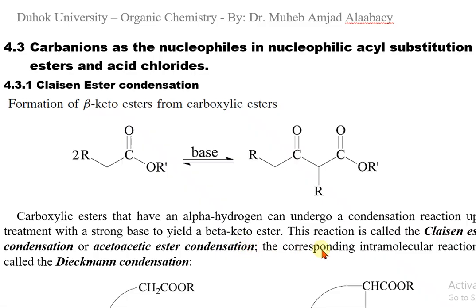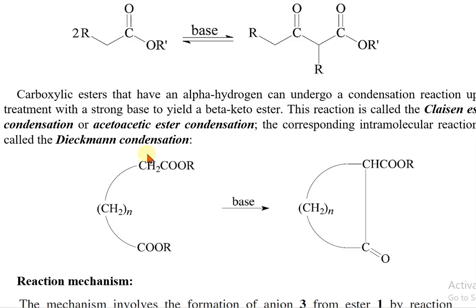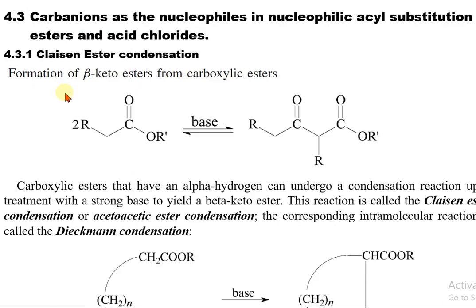The corresponding intramolecular reaction is called the Dieckmann condensation. If we have an intramolecular reaction in a compound that has two ester functional groups at its ends, a carbanion will be formed here, and this carbanion will add to the other ester, and the leaving group will be removed. This is called the Dieckmann condensation, the intramolecular version of the Claisen ester condensation.